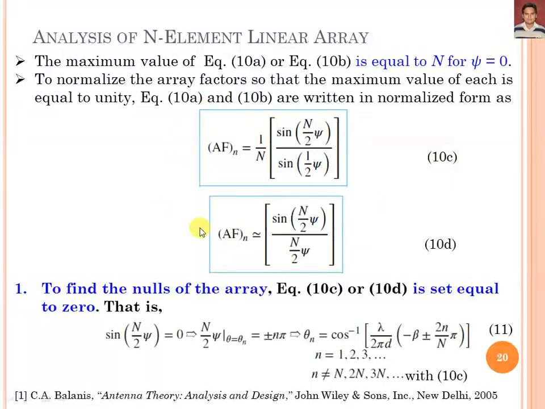First we need to calculate the null of the array. Equations 10C and 10D are set equal to 0, as we discussed in lecture 1 of the antenna series, where we said that when we are calculating the null, the array factor is set equal to 0.